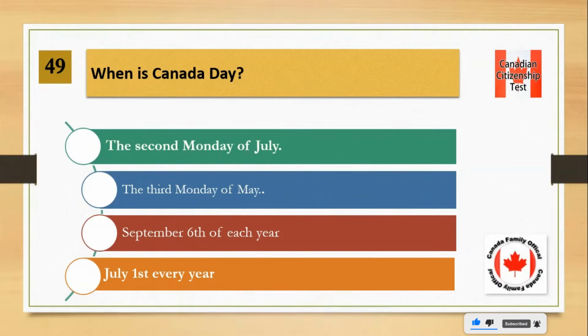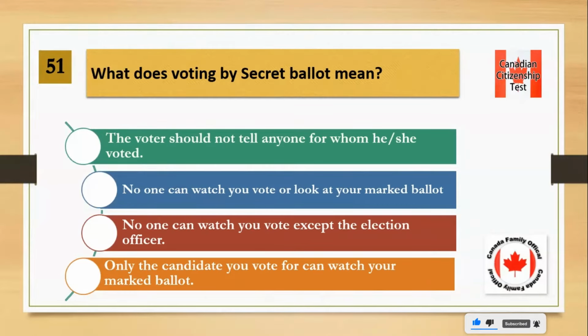When is Canada Day? Number 1, the second Monday of July. Number 2, the third Monday of May. Number 3, September 6th of each year. Number 4, July 1st every year. And the answer is July 1st every year.